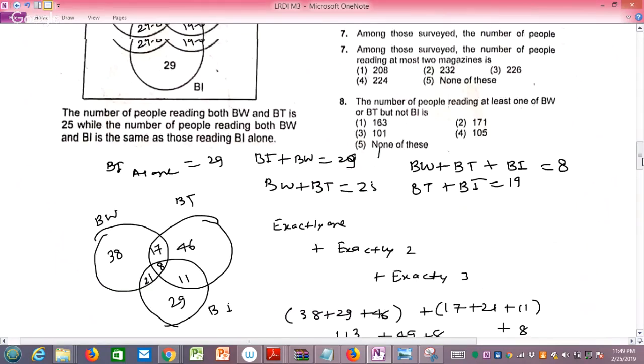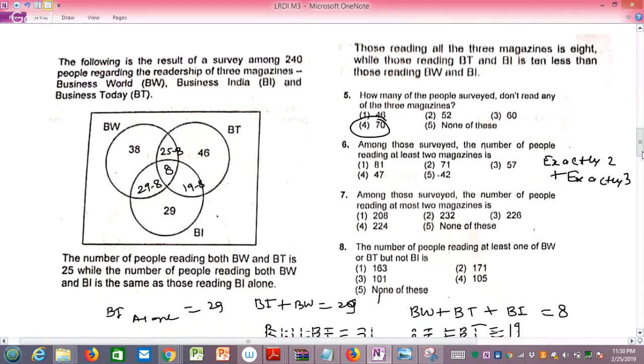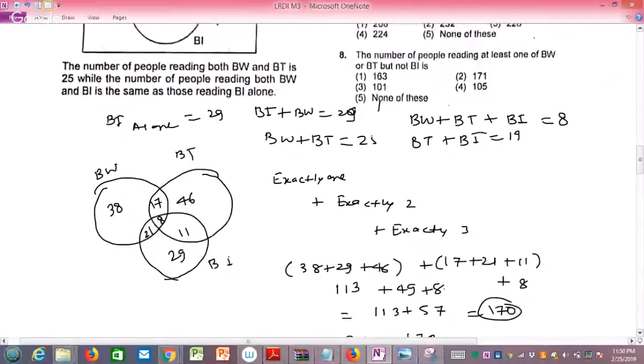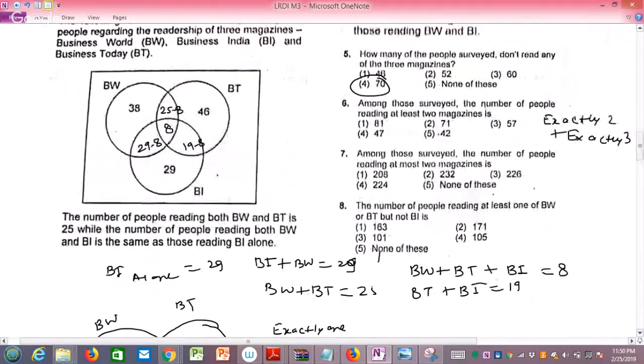The answer is the fourth option, which is 70. Among those surveyed, the number of people reading at least 2 magazines. At least 2 magazines means exactly 2 and exactly 3. So we have to find out exactly 2 and exactly 3. Exactly 2 came as 49 and exactly 3 came as 8. So 49 plus 8 is 57. So we will get 57 as the answer here.